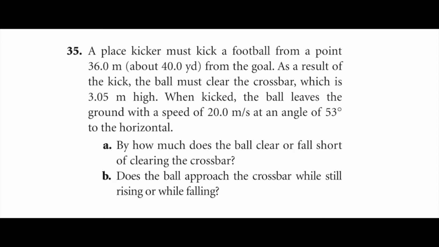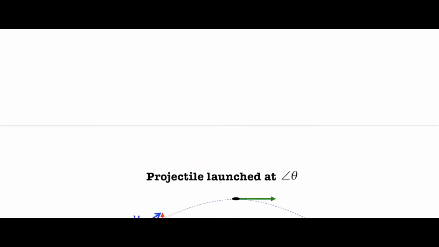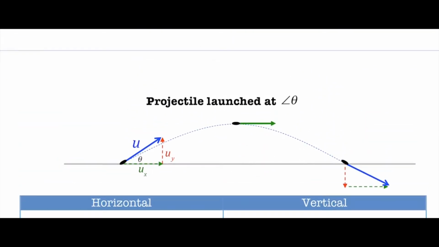So let's look at our data. We have 36 meters, and that is the SX. Then we have our initial speed and the angle of the velocity, which is 53 degrees. By how much does the ball clear or fall short of clearing the crossbar, which is 3.05 meters high? We need to figure out how high it is in the air. We're going to write all our data in the beginning. So our U is 20 meters per second.